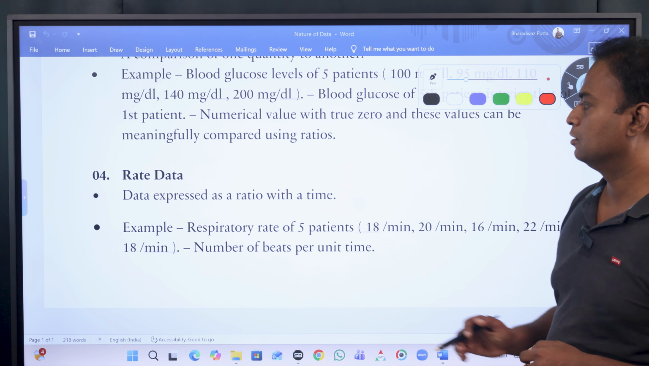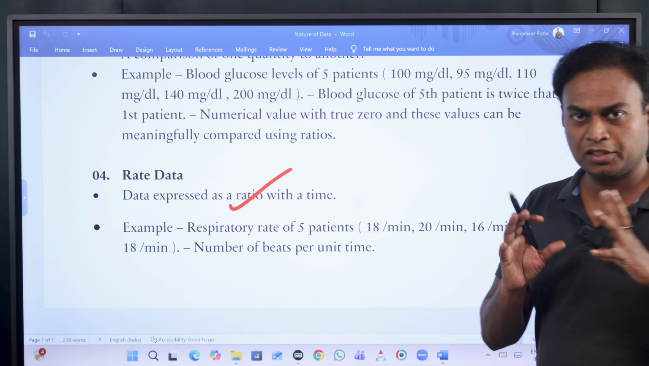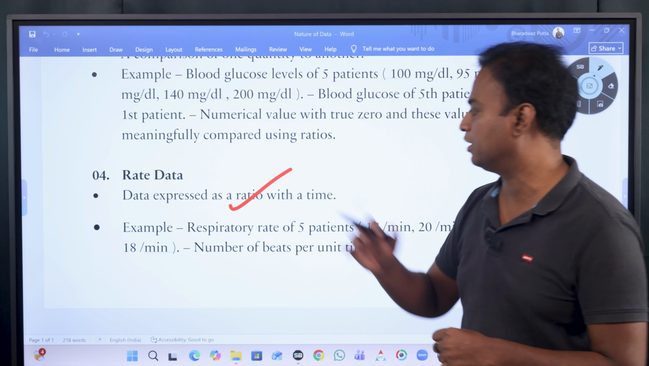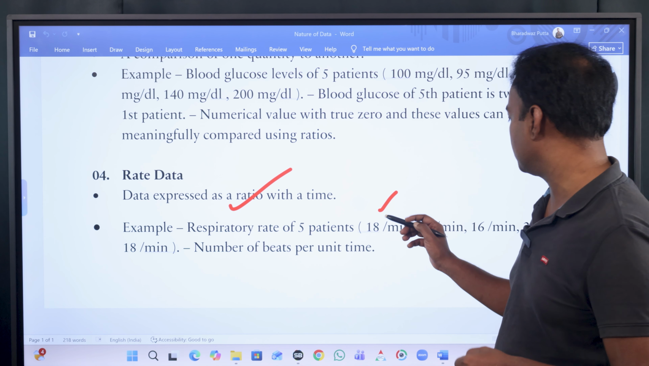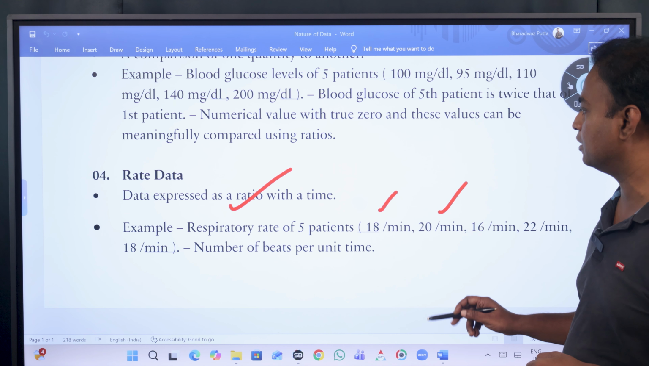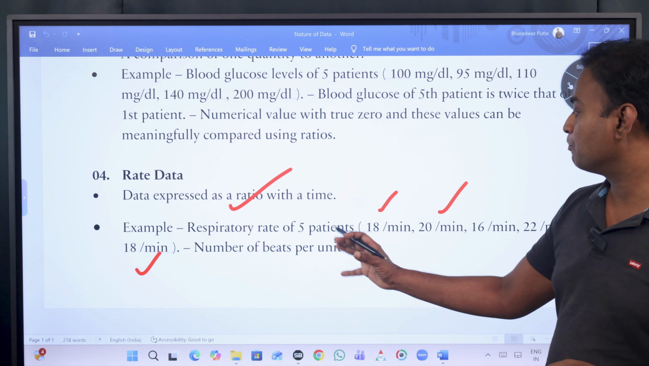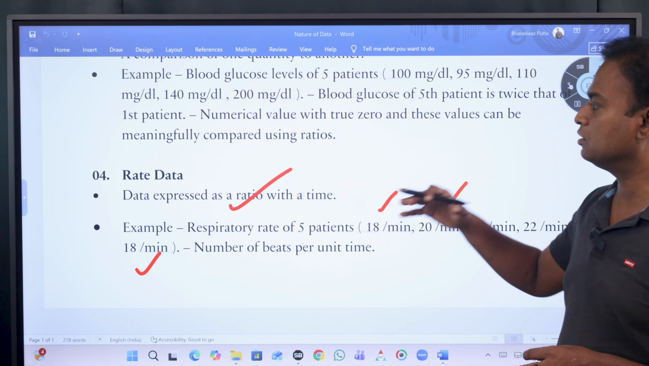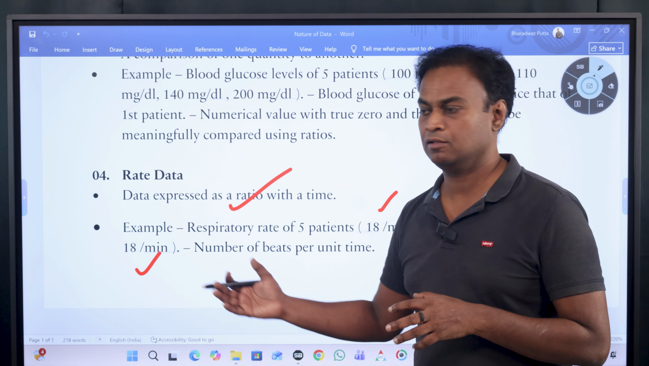Next one is rate data. Data is expressed as a ratio with time. The time component is important in rate data. For example, the respiratory rate of 5 patients. The first patient has 18 per minute, the second patient 20 per minute, and the fifth patient 18 per minute. This is the number of breaths per unit time. When there is a time component, that data is known as rate data.